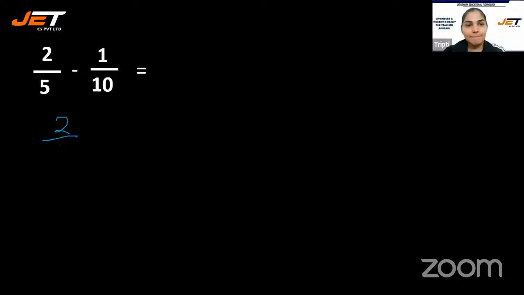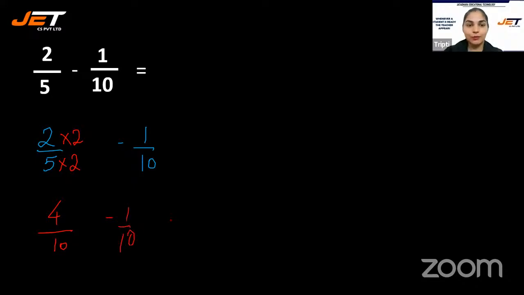2 by 5 minus 1 by 10. So here, dear children, 2 by 5 minus 1 by 10. If you can see that 5 and 10, you can make the denominator as 10. So I can just multiply here by 2. 2 times 2 is 4, 5 times 2 is 10. I already got the denominator as 10, and I can see that both the denominators are same. So if it happens by multiplying only one fraction with the number, you can do that as well. 4 by 10 minus 1 by 10, that is 3 by 10.